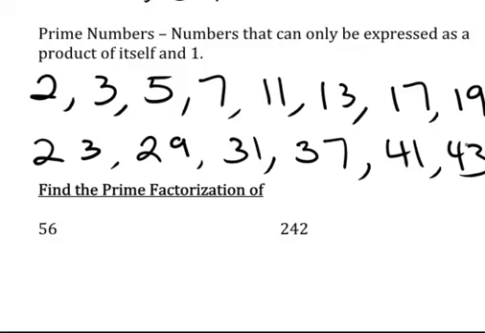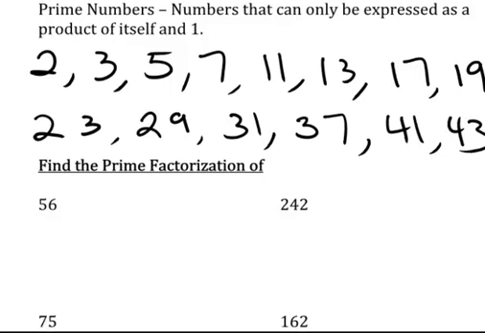I want you to think about those numbers for a minute. The only numbers that multiply to 2 are 1 and 2. The only numbers that multiply to 3 are 1 and 3. The only numbers that multiply to 5 are 1 and 5. So on and so forth. You can't break down numbers like 11 and 13 and 17 other than itself and 1. So this is what we call prime numbers.